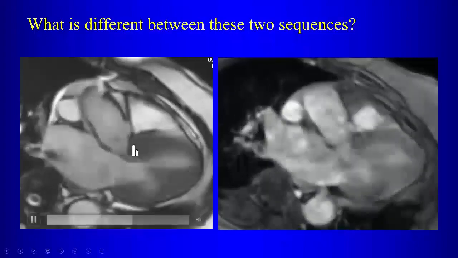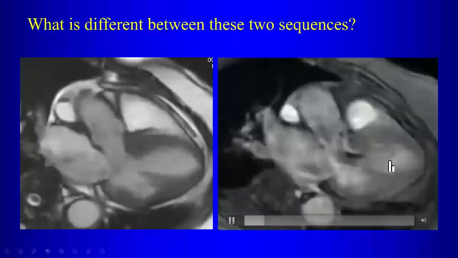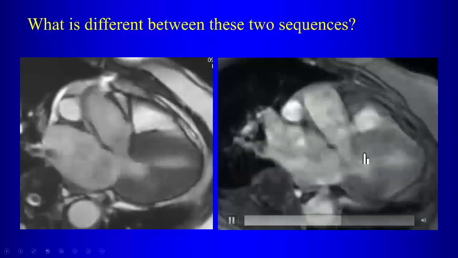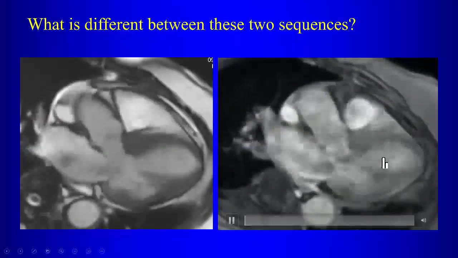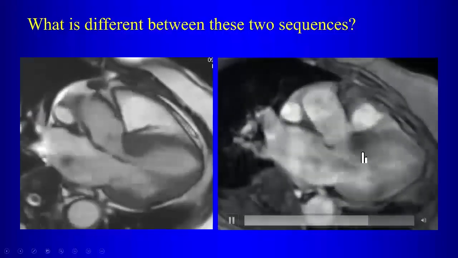We're looking at a left ventricular outflow tract view. We can see the hypertrophy. But notice that in this sequence, we can see the turbulent flow here along the outflow tract much better than we can in this sequence. Mehmet, why is that?